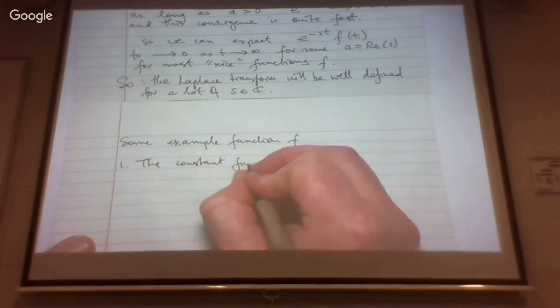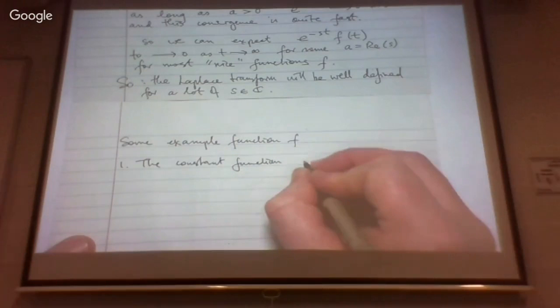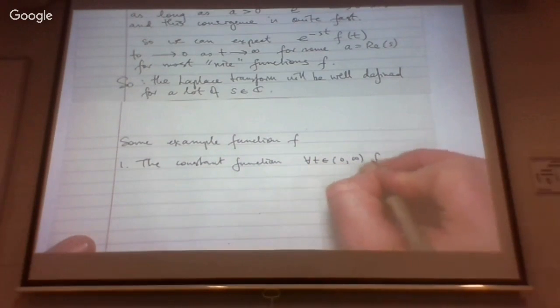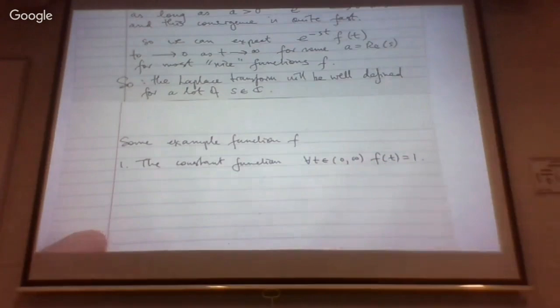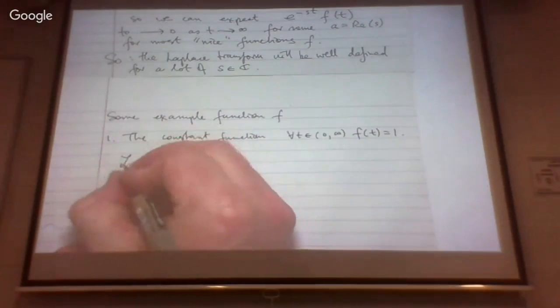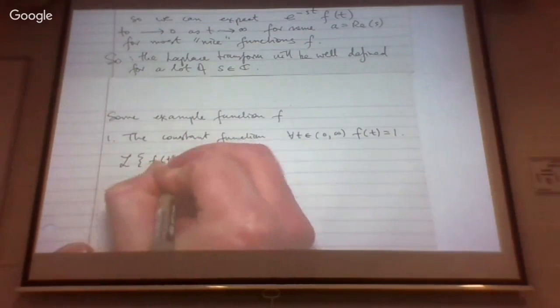So the first example will be to look at the constant function. So for all t, f of t equals 1. Pretty simple function to begin with. The 0 function would be the simplest one, but then you're just integrating zeros to get zeros. So it's not particularly interesting. So what does the Laplace transform of this function look like?